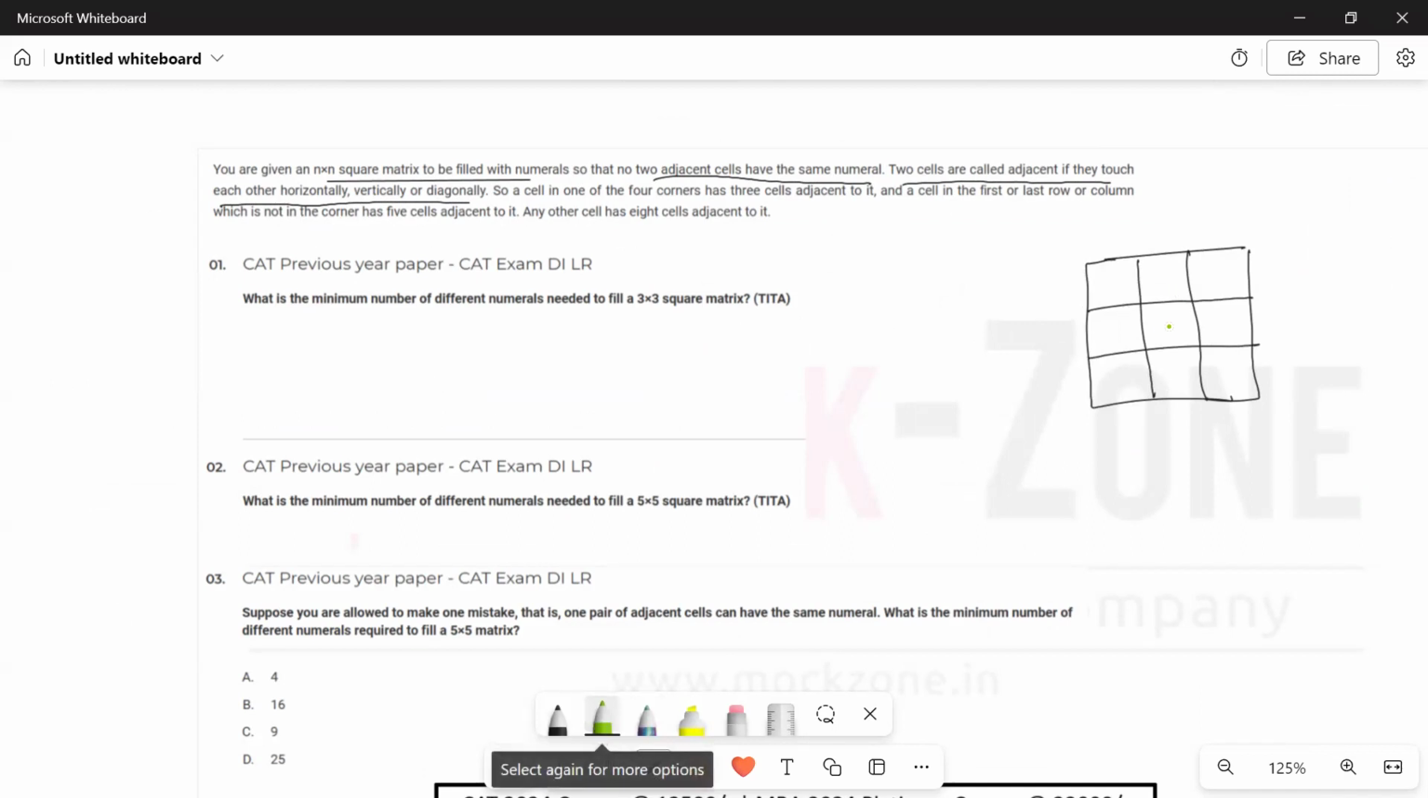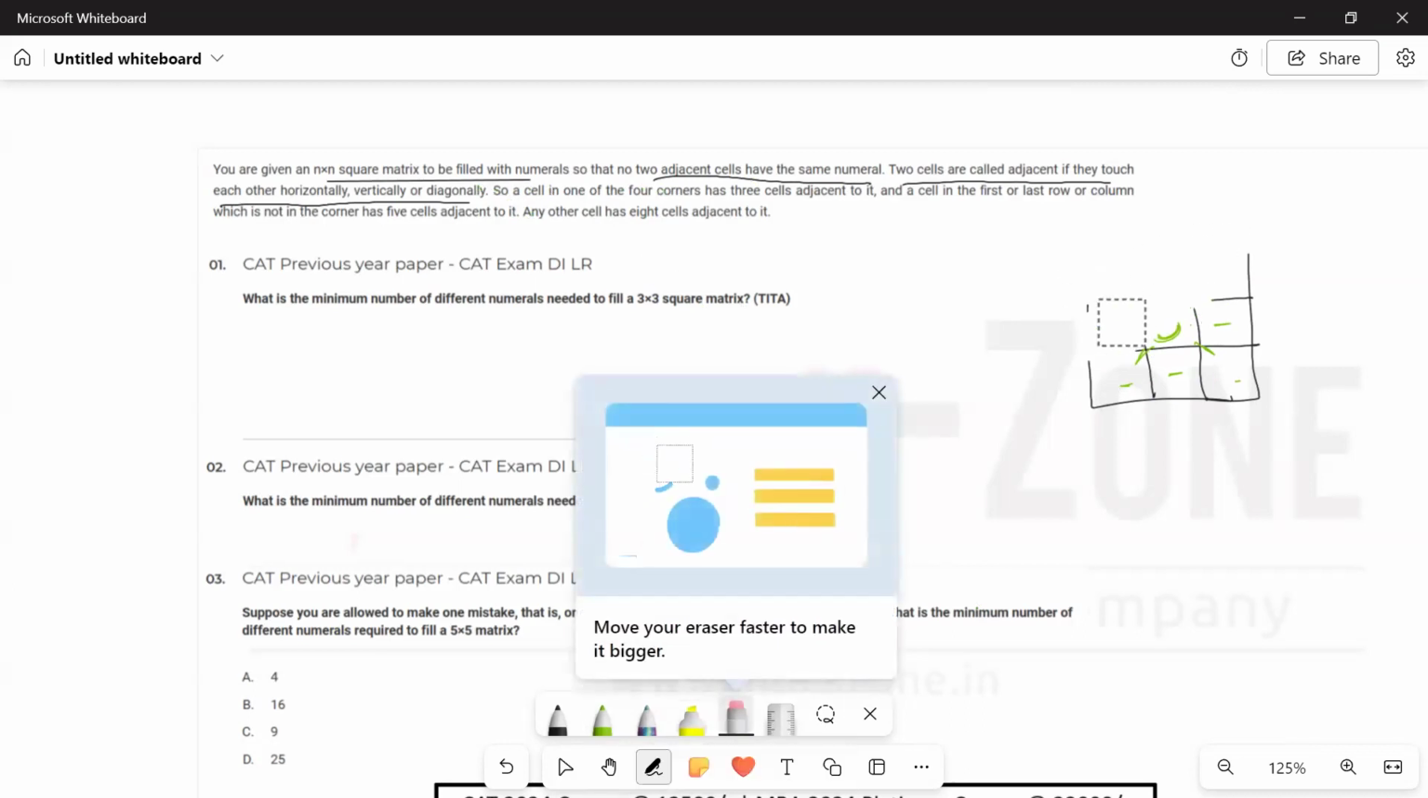So if we are talking about this cell, the cells which will be adjacent to it are either horizontally, this is adjacent, this is adjacent, or vertically, this is adjacent, or this is adjacent, or diagonally. So for diagonally it would be these four, right? So this, and this. So all the other 8 cells are adjacent to the center cell. Now, this is about the center cell.